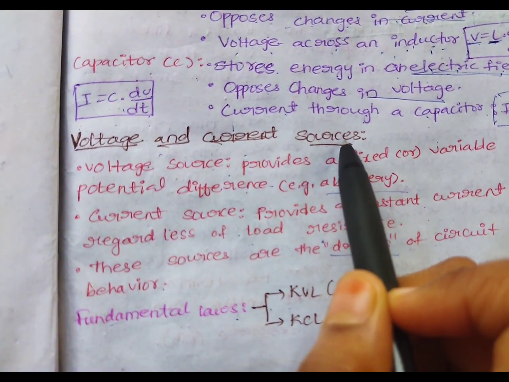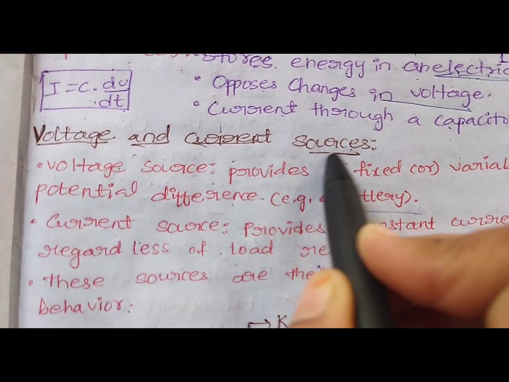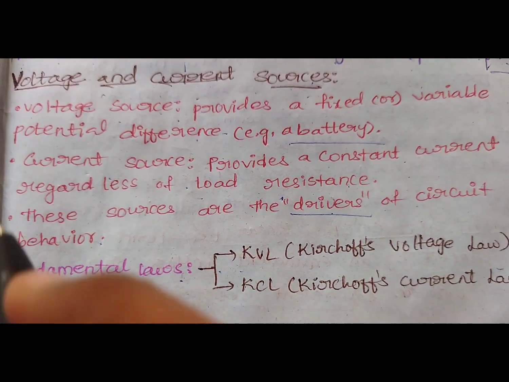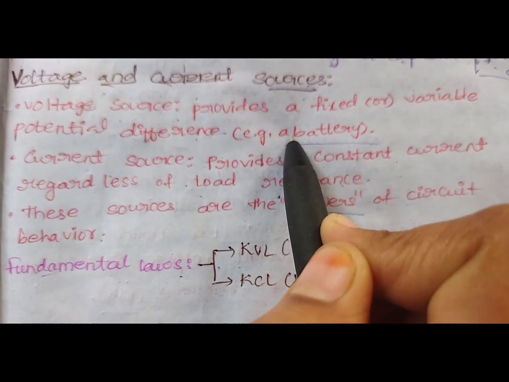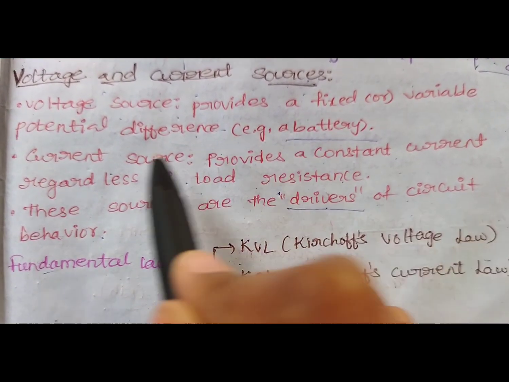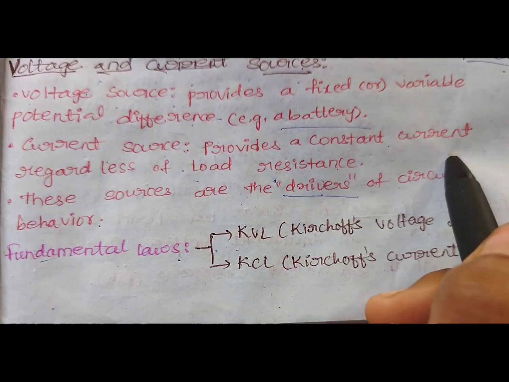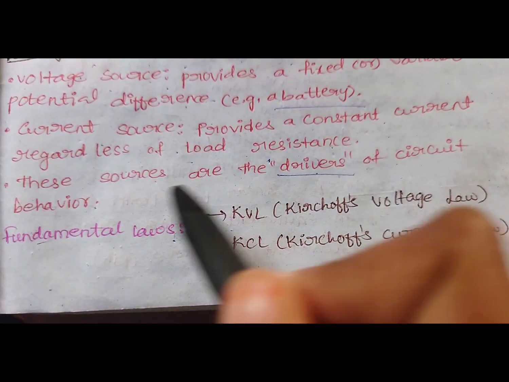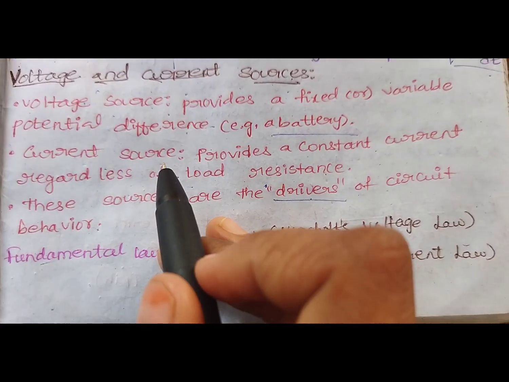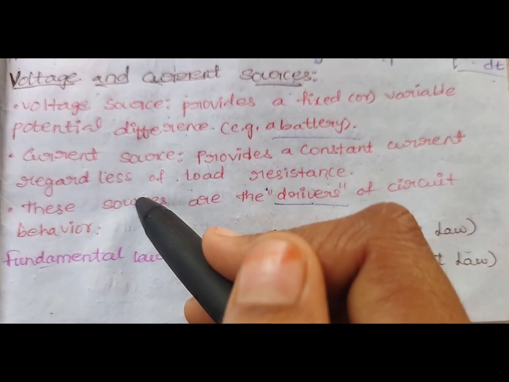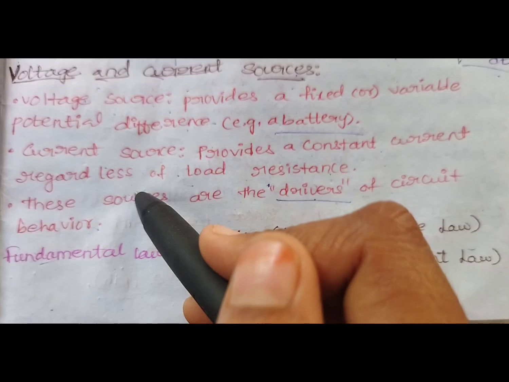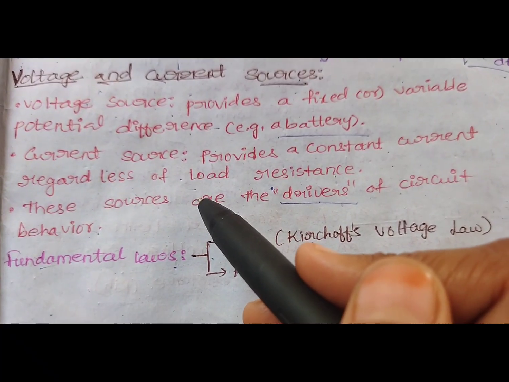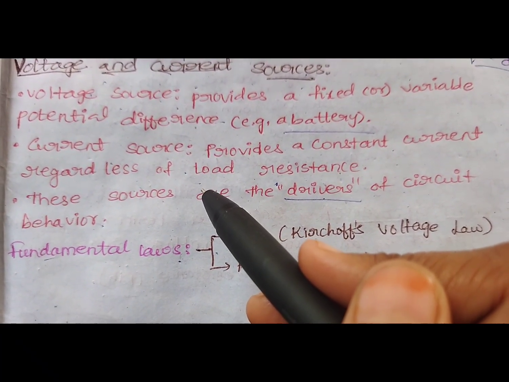Voltage and current sources. Voltage source is the process of variable potential difference like a battery. It gives energy. Current source produces a constant current for low resistance. These sources are drivers of circuit behavior. These two are the main purpose for direct current circuits. Current flows in a constant direction and resistance opposes the flow of current.